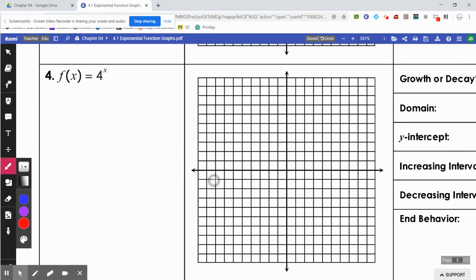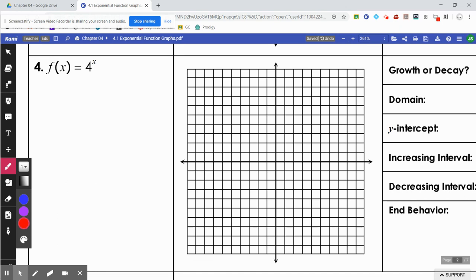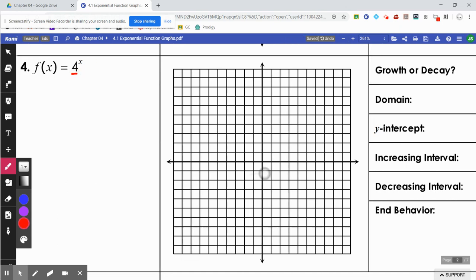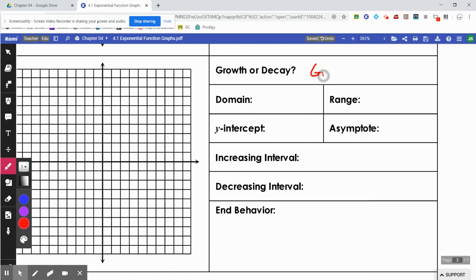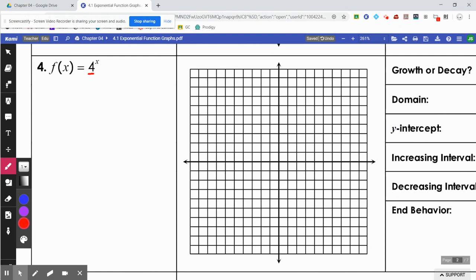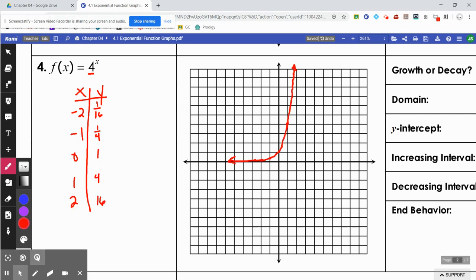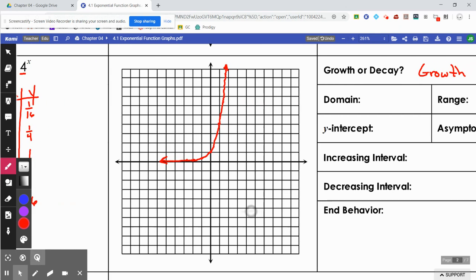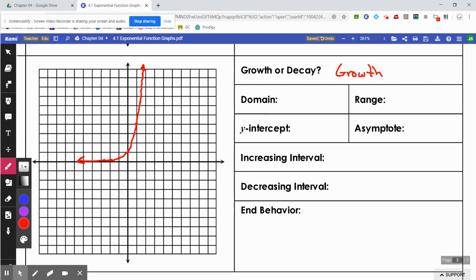Next problem. We're graphing 4 to the x. Since our base is a positive value greater than 1, this is going to be exponential growth. So now let's go ahead and plug some values in. Create a t-table, and let's see what we get. -2, -1, 0, 1, and 2 should be plenty. And there are my points and graph. We do definitely see exponential growth here.